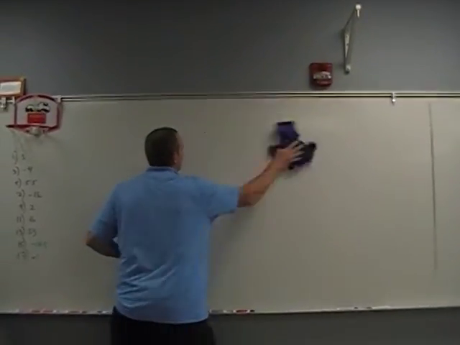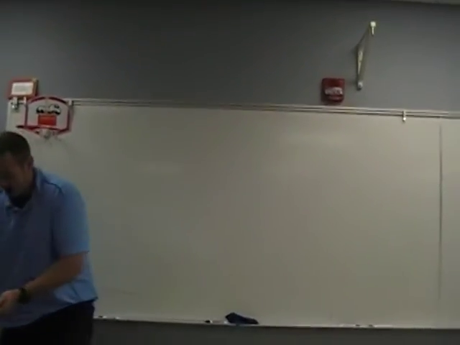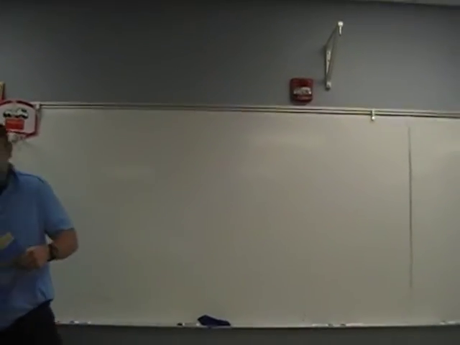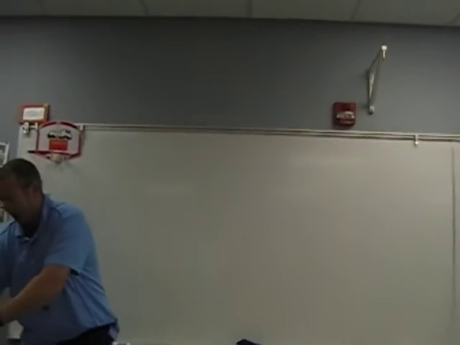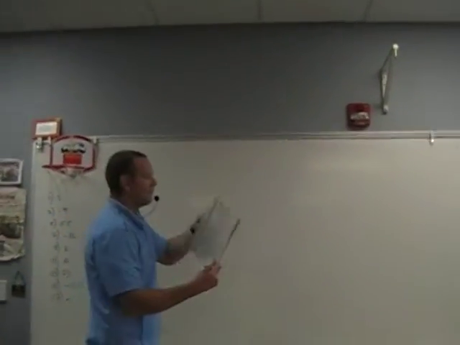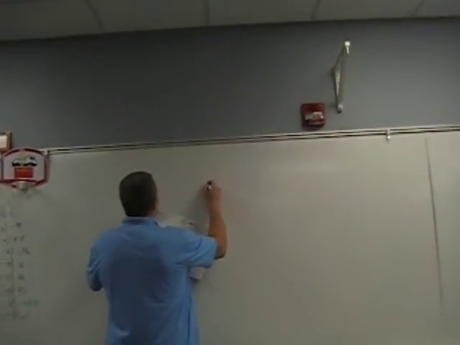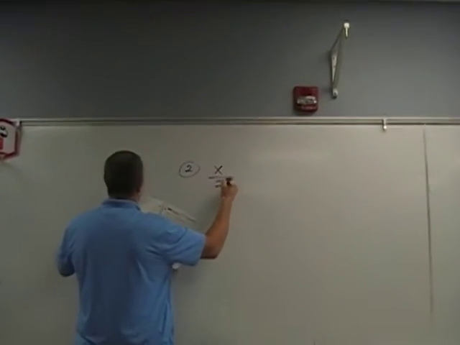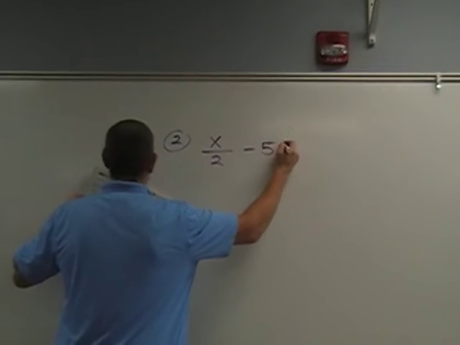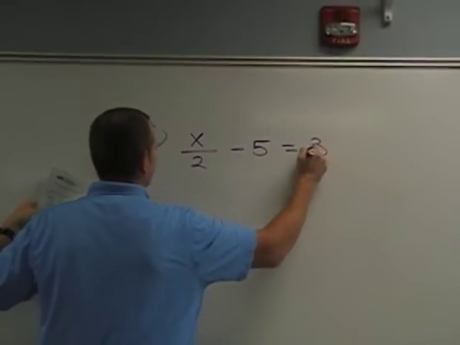I want you guys to put a number 2 on your paper. Get it set up. Here we go. Number 2. Uh-oh, we got 2 caps on this pen. This is not good here. All right, here we go. Let's try this. We have number 2. We got x over 2, division, right? Minus 5. We have equals 3.